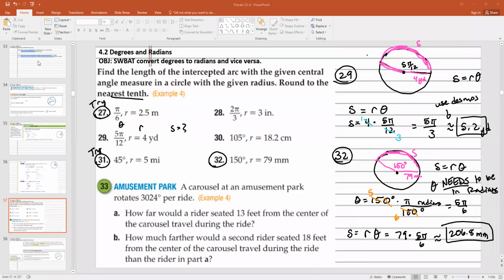Do, do, do. Do, do, do, do, do, do, do, do, do, do, do, do, do, do.